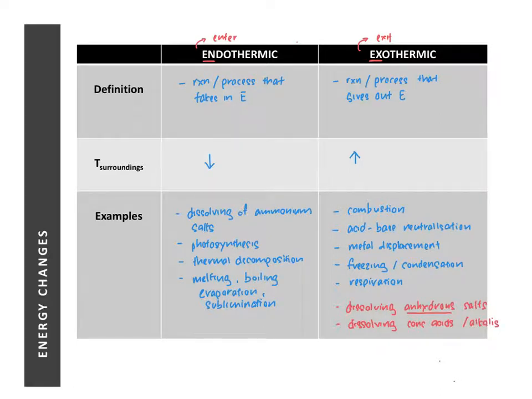Now, when you dissolve anhydrous salts or concentrated acids or alkalis, what happens is that they tend to form very strong attractions to water, and the forming of strong attractions to water will outweigh whatever energy is required to dissolve them, to break them down into their ions. So overall, these reactions are exothermic. So the two additional examples are not common but good to know.